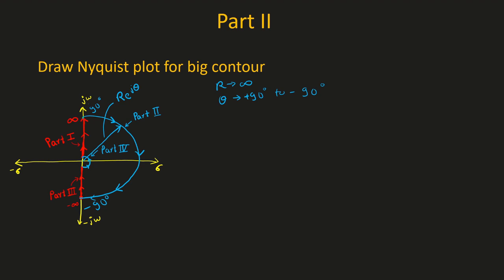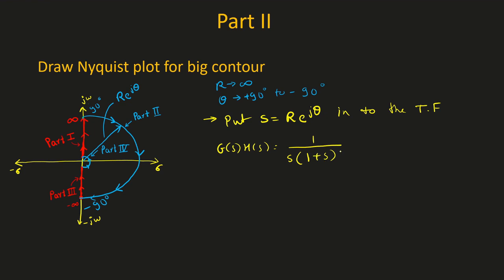It's very simple. We do have the equation in the form of a transfer function. We put S equal to R times e raised to j theta into the transfer function. So what was our transfer function? G of S into H of S is equal to 1 upon S bracket 1 plus S and 1 plus 2S.